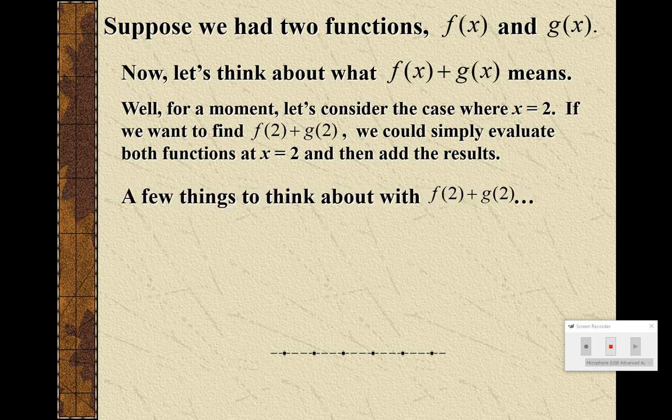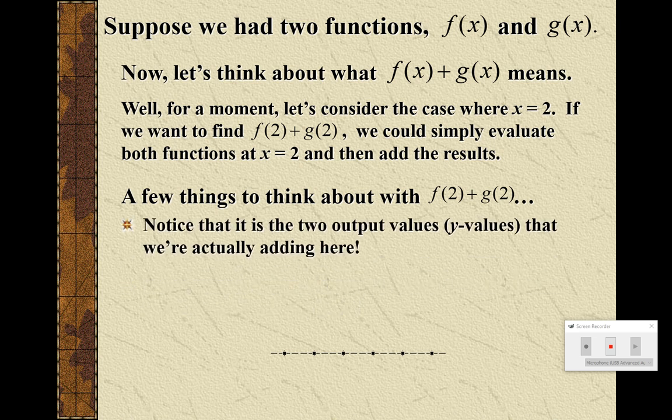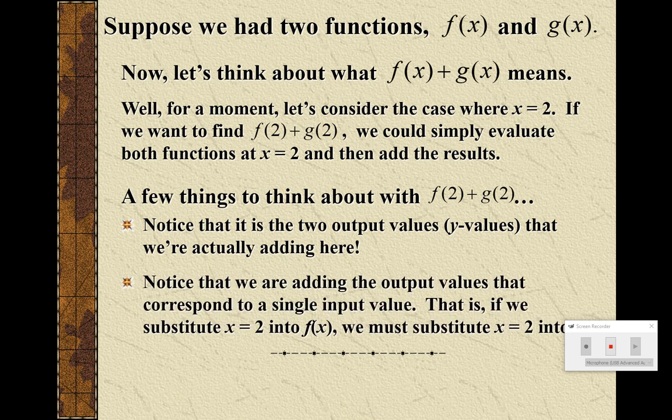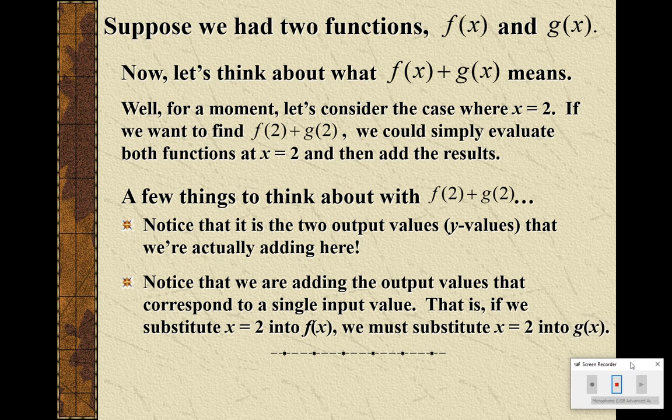A few things to think about with f at 2 plus g at 2. Notice that it is the 2 output values, the y values, we're actually adding here. And notice we're adding the output values that correspond to a single input value. That is, if we substitute x equals 2 into f at x, we also substitute x equals 2 into g at x. So we're keeping the x the same. I'm saying it a zillion times to bore you. Keep the x value and do the operation on the f and g. Now notice I've changed my words there. Not just adding, any operation you want to talk about.